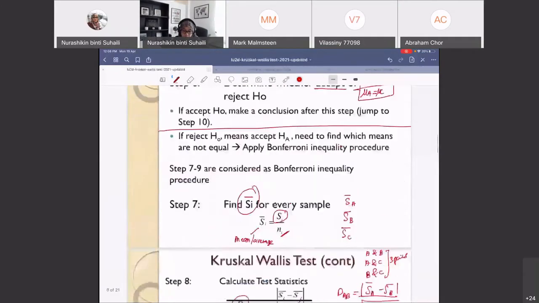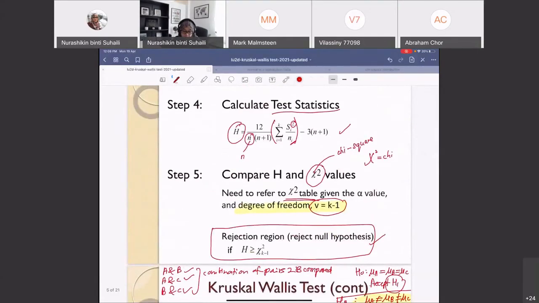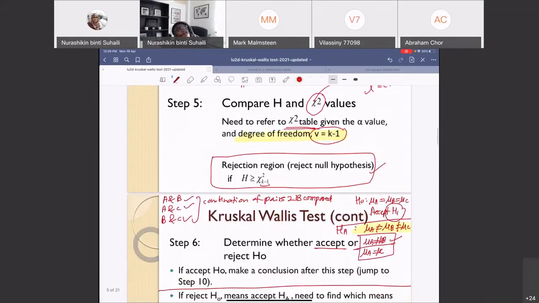So that chi-square is to be used for comparing the H in step 5. Yeah, I forgot to mention something. The rule of decision is to reject the null hypothesis if the H is greater than the chi-square. The K minus 1 is referring to your problem. Don't worry about this term.